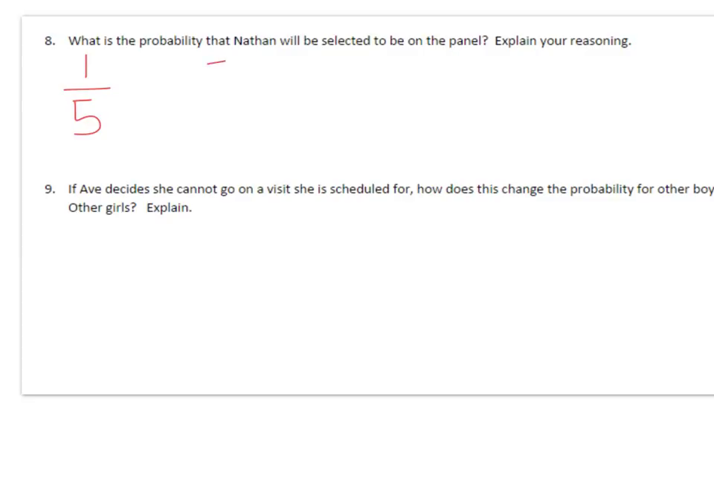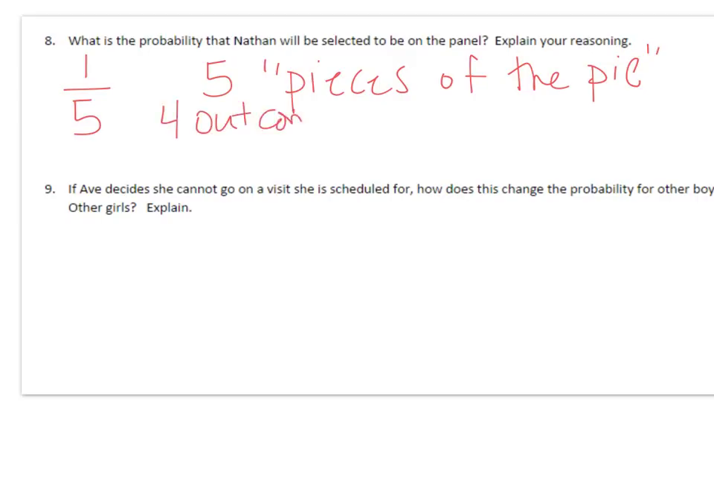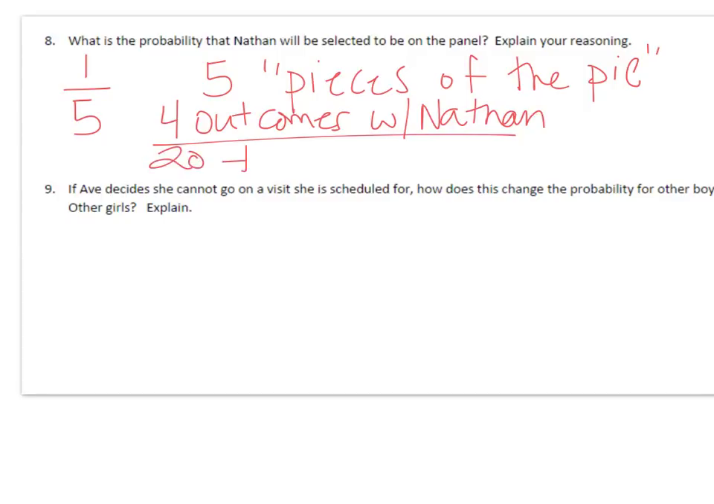Either there are 5 pieces of the pie, and Nathan has one of them, or if you counted all the outcomes, or you could say there's one Nathan out of 5 boys, or there are 4 outcomes that include Nathan, out of the 20 total outcomes. And when you reduce that down, it becomes 1/5.